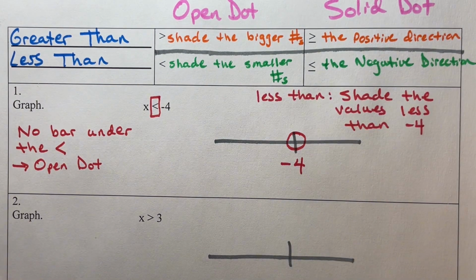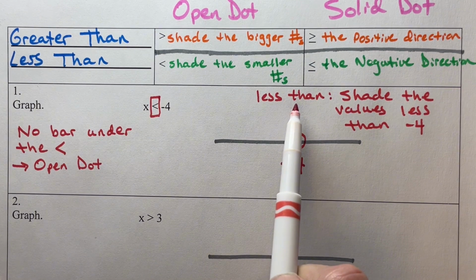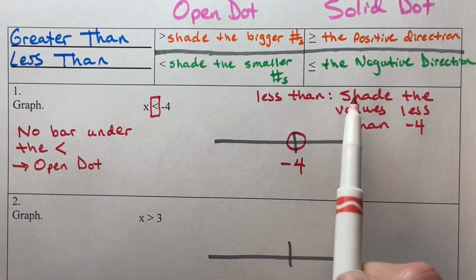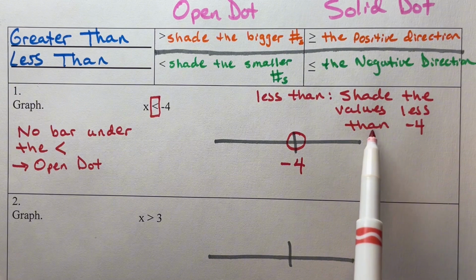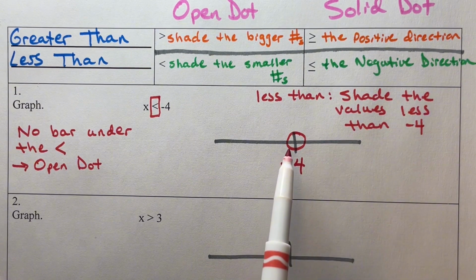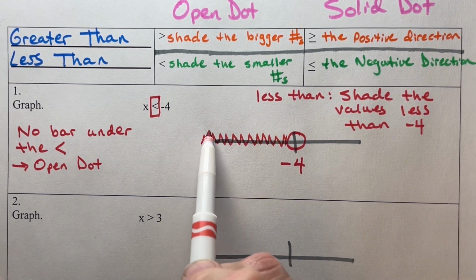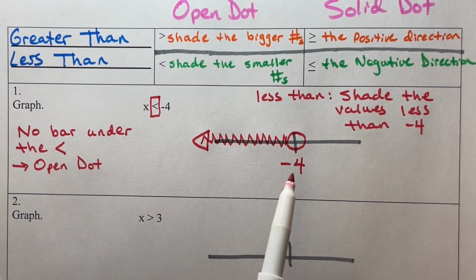The second thing that we see is that our symbol is the less than symbol. And less thans shade the values that are less than -4. Well, less thans, smaller thans, go to the left. And you take this all the way out to the very end of your number line so that you'll know that you've covered all of the options available to you. And there you go.